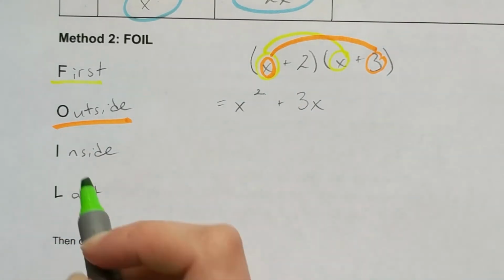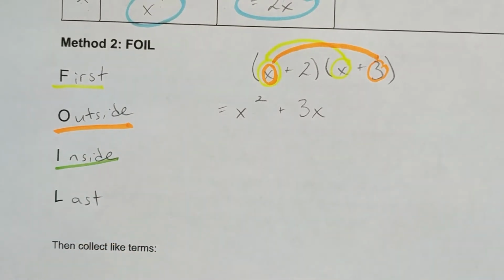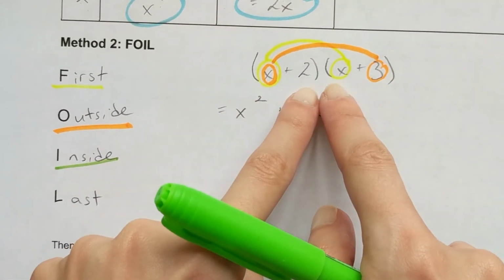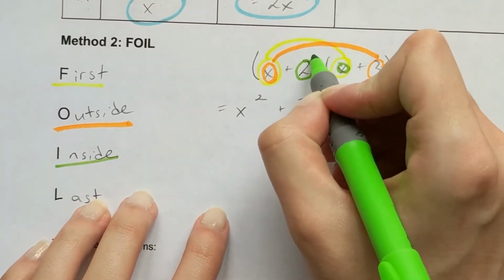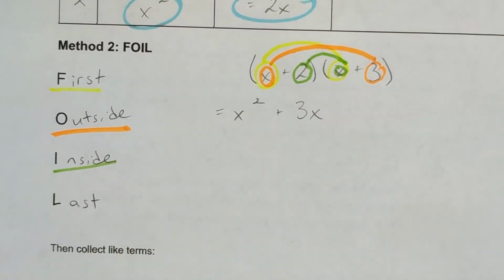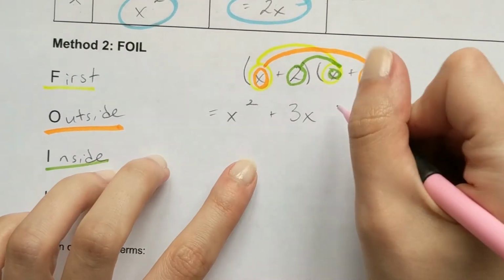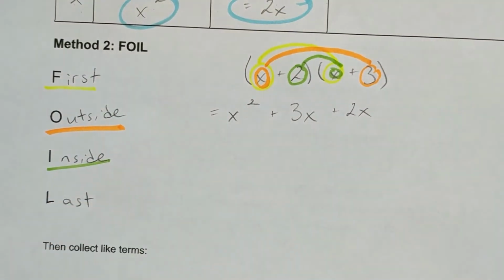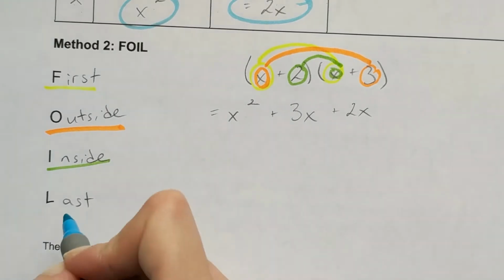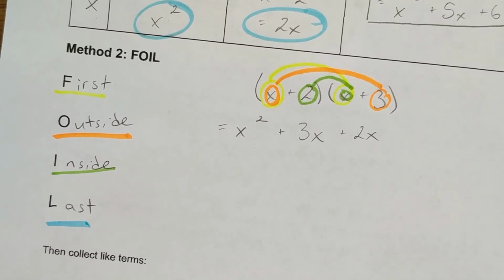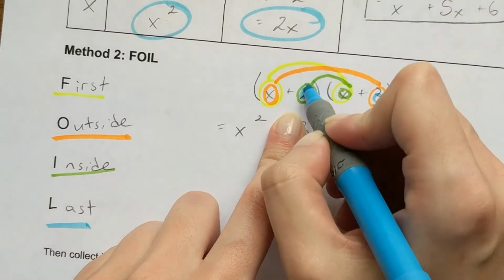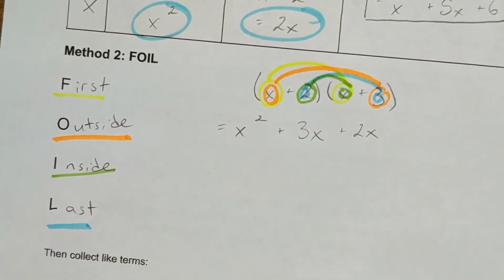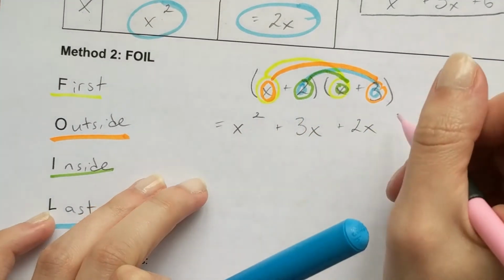Next, I need to do my inside 2 terms. Those are the opposite from the outside. The outside were these, the inside are the ones that are touching. So I need to do 2 times x. 2 times x is 2x. And finally, I need to do my last terms. These are the last terms of each bracket. In this case, it's going to be 2 times 3. 2 times 3 is 6.